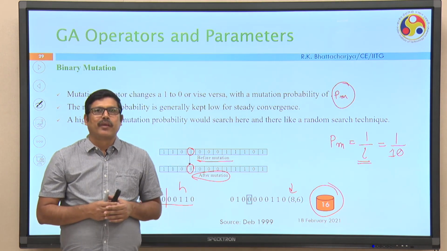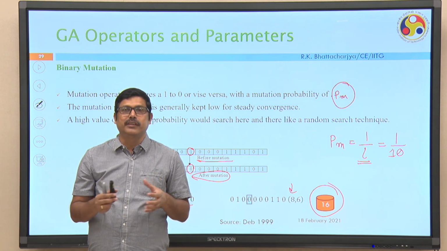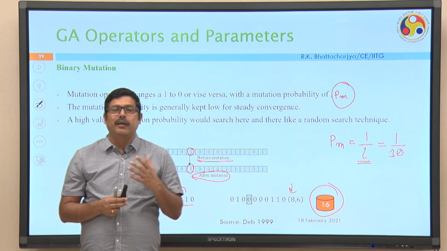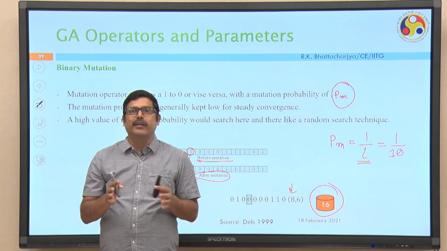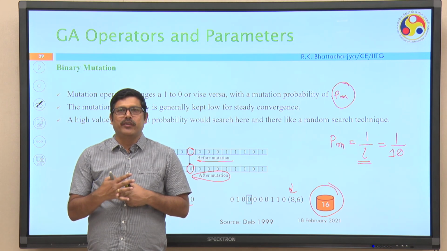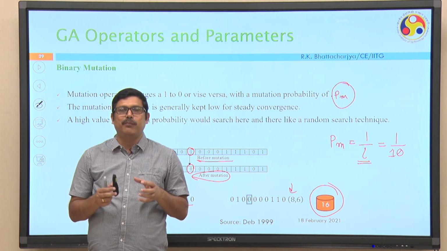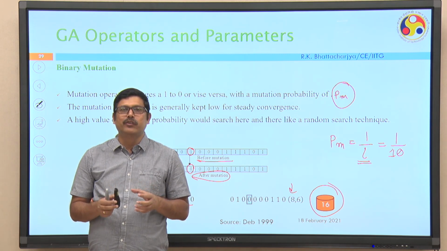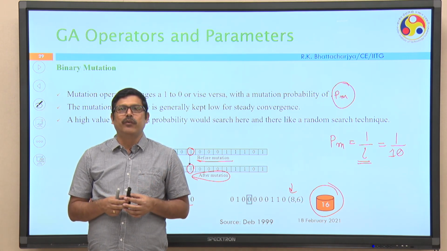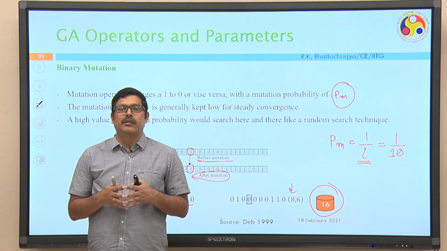So, if we summarize now, we have discussed the selection operator. The selection operator is not producing any new solution, it is not searching, it is only creating multiple copies of the better individual, and we are eliminating the inferior solution while keeping the population size constant. Then the crossover operator is creating new solution, but it is acting as a local search, it is just searching near the parents.